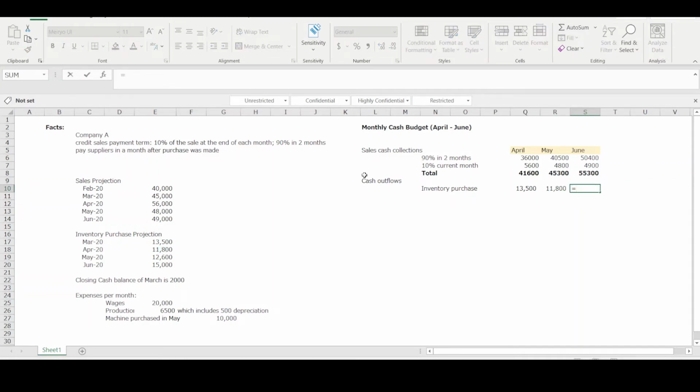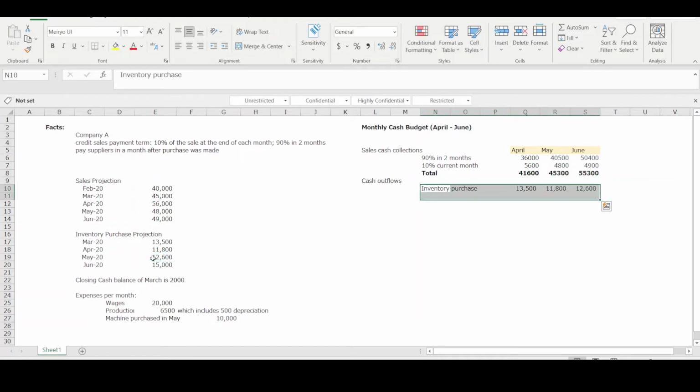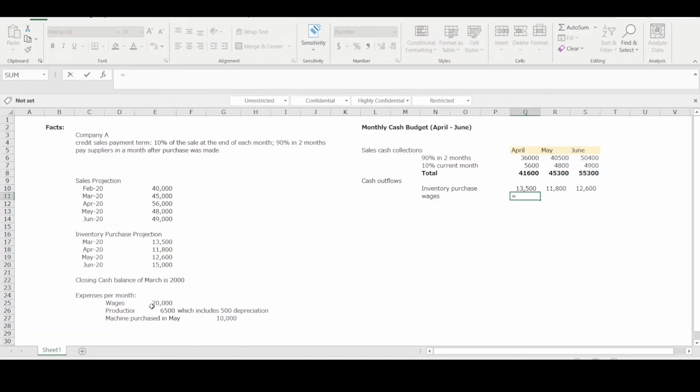In June, they're going to pay what they bought in May, right? So these are the cash outflows related to inventory purchasing. Okay, and then next they're also paying wages, right? That's this number, 20,000 per month. They just put a number in, right?